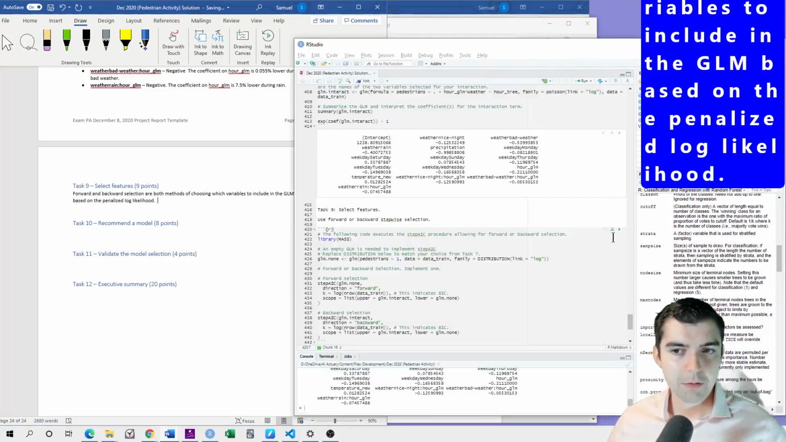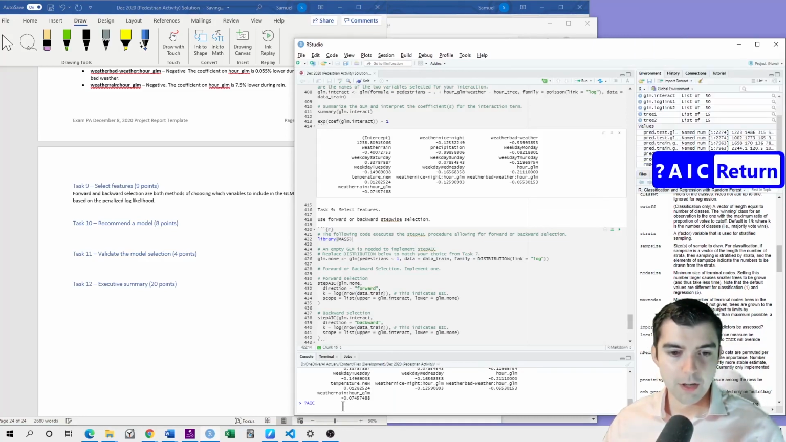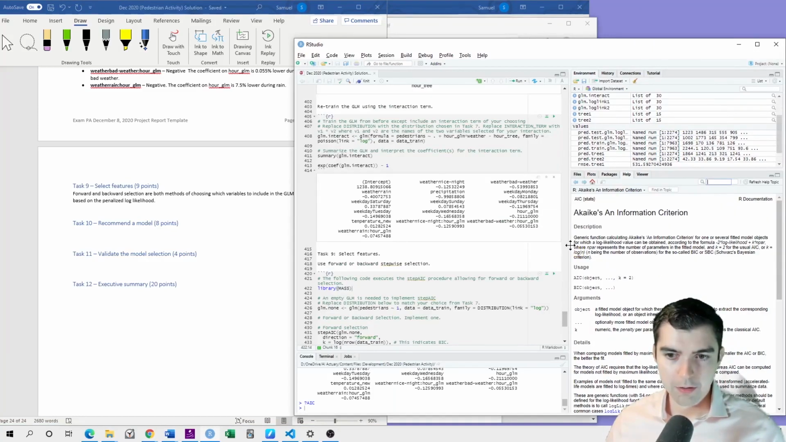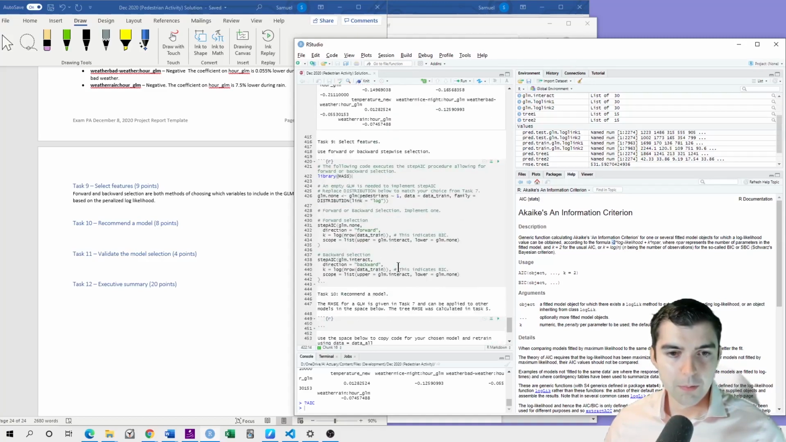And then to remember the formula, just look at the documentation for AIC. And here you can see the formula. So this is -2 times L plus K times the number of parameters. So K is the number of parameters in the model. So here's the formula in R.